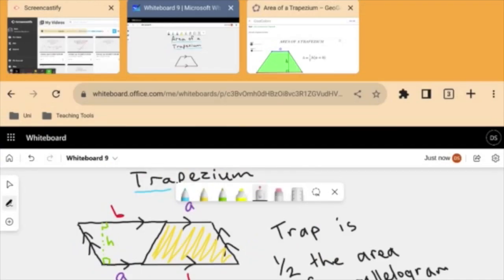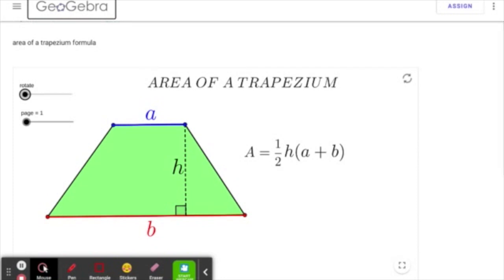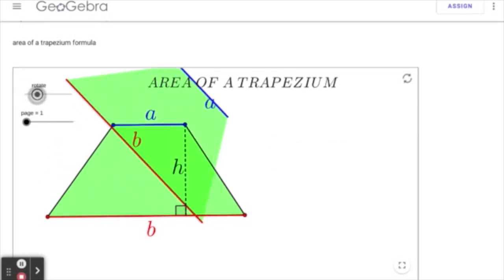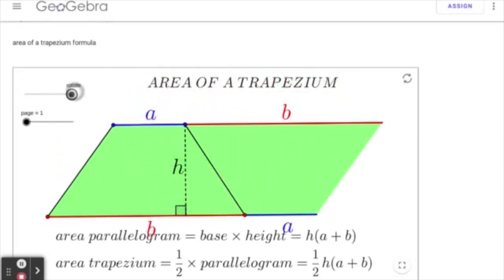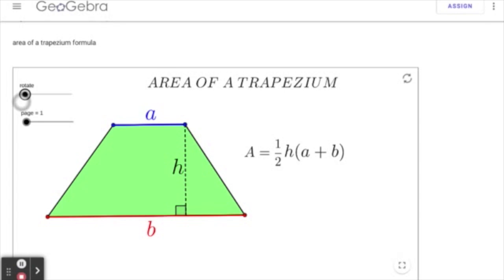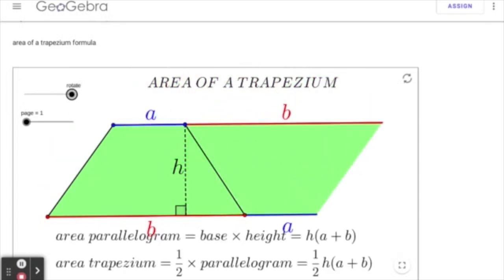Now, I'll quickly change tabs here and I'll show you a similar thing just shown in GeoGebra, which I showed you for the parallelogram. So here it gives you the formula right off the bat, but all I'm going to do here is we have our original trapezium and I've duplicated it here. And this is essentially just a summary of what we've established here. So our original trapezium makes up half of the area of the parallelogram we've formed here.